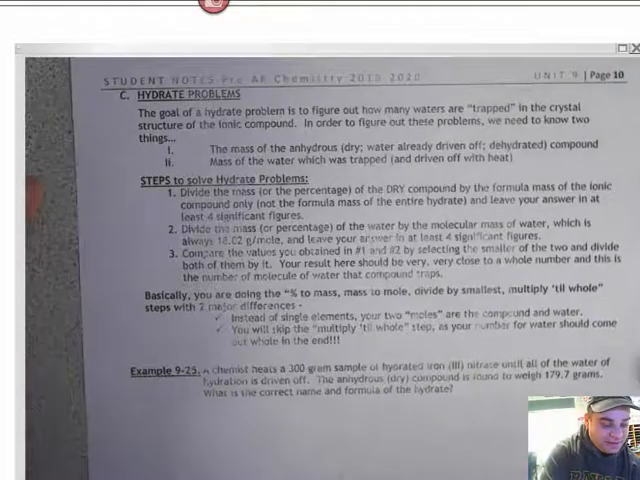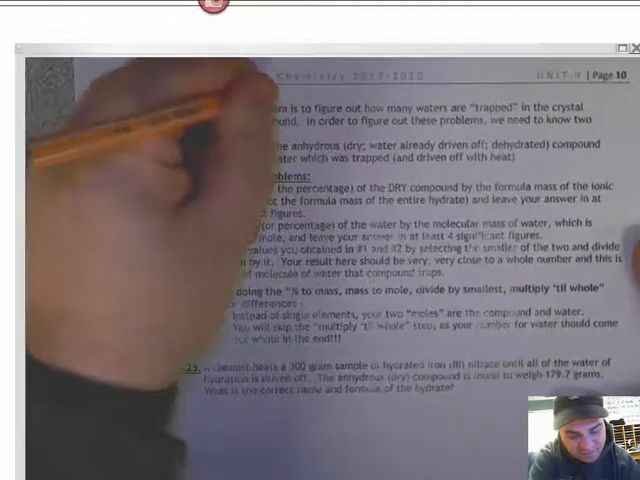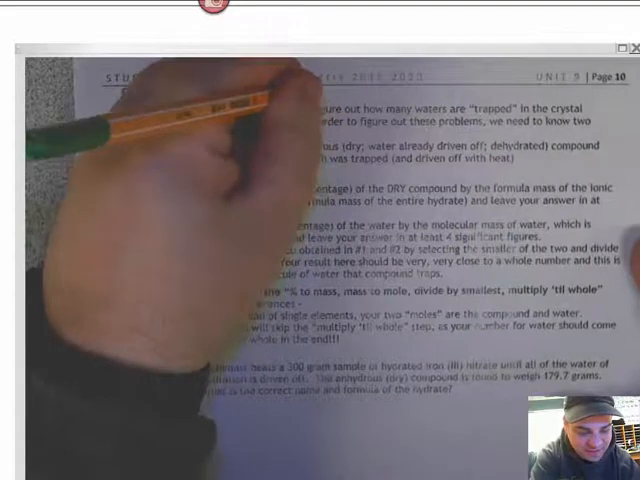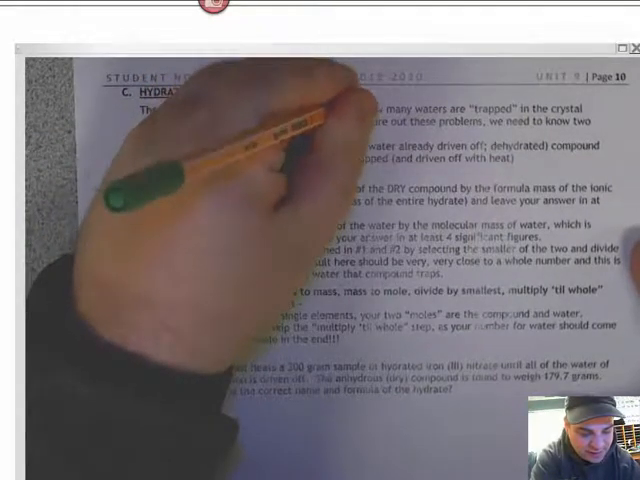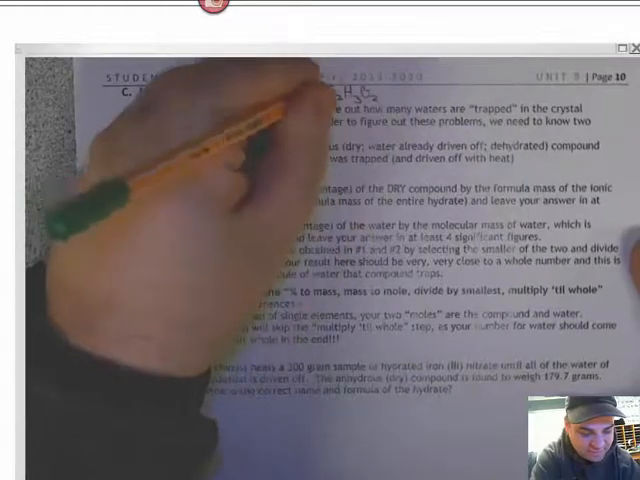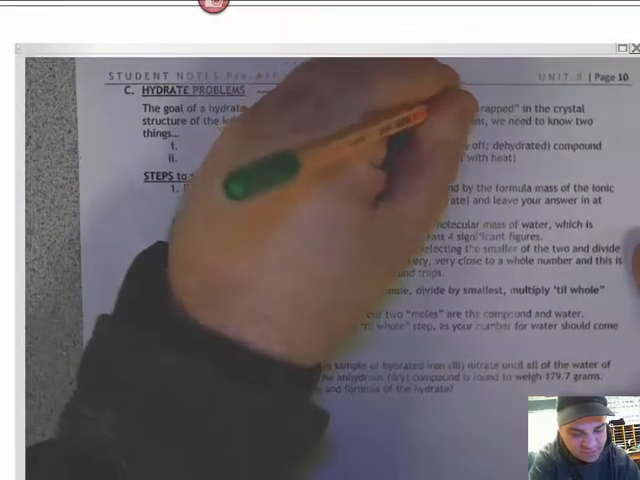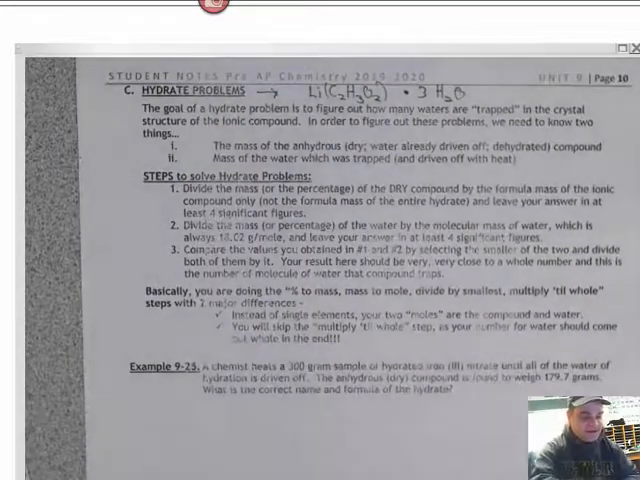We're going to go over hydrate problems. Hydrate problems are the formulas that have the dots. Remember back in the day, like lithium acetate dot three waters. This is what they would call a hydrate.